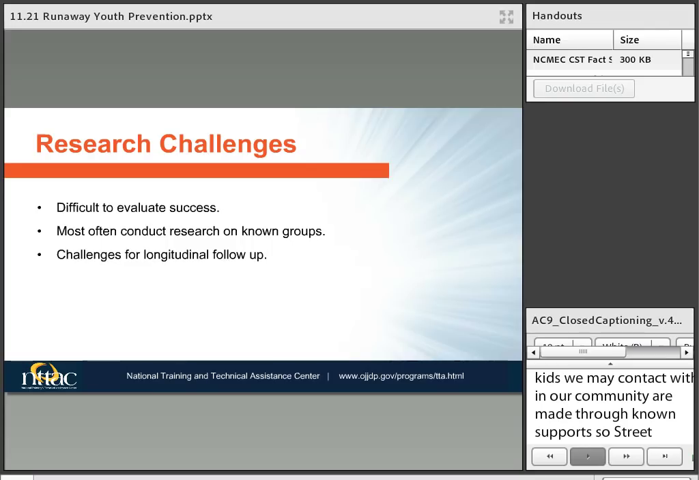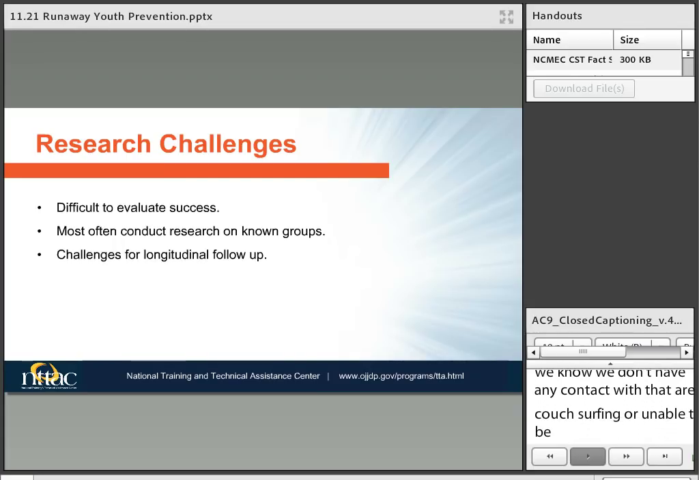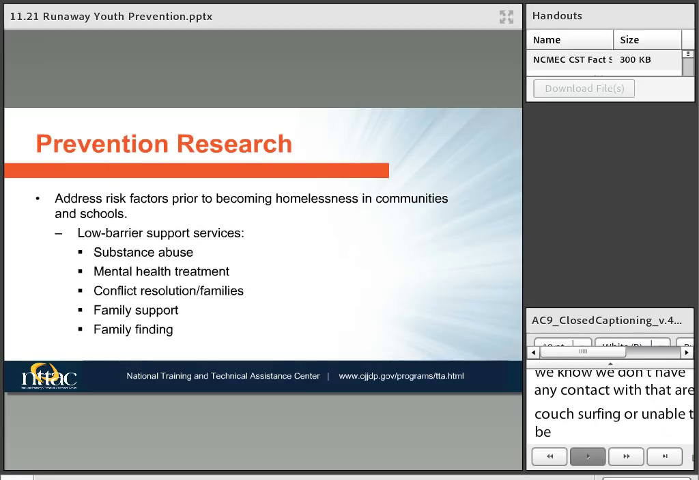And certainly the challenges of longitudinal follow-up, even if we ask for multiple ways of making contact with that person, finding relatives that we can call, many of the reasons that youth are homeless integrate into why we really cannot follow up with them over the long term.